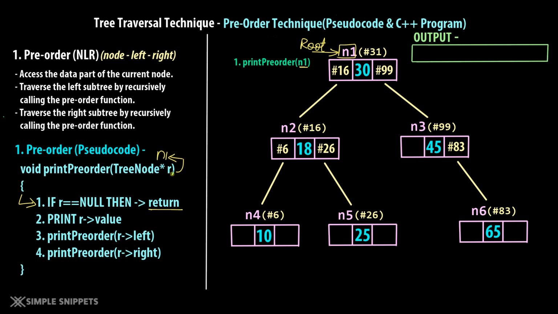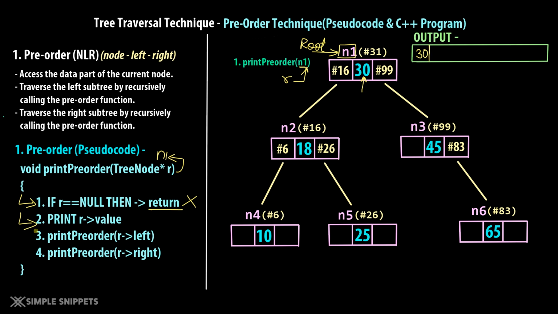But right now you can see that R is pointing to n1. So currently R is n1, and n1 is obviously not null. It is created in memory at #31, so it is not null. So this condition becomes false, right? We are checking if R equals null. R is not null, R is pointing to n1. So this condition becomes false, hence we move forward to step 2. In step 2 we say print R of value. R is currently pointing to n1. What is n1's value? The value stored inside n1 is 30. So 30 will be printed in the output on the command prompt when we write the C++ code. So let's write output over here. I'll write 30, and this is the very first value being printed.